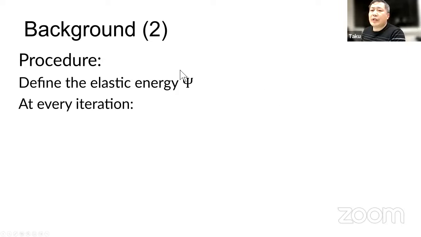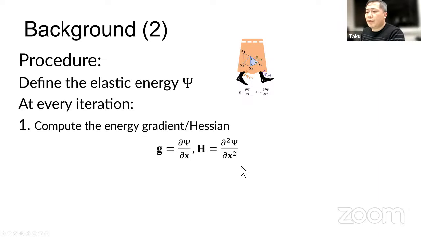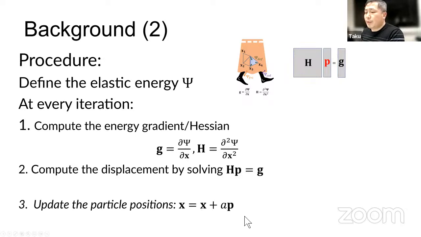For doing this, the procedure is that we first define the elastic energy, and at every iteration we compute the energy gradient and the Hessian. Then we calculate the displacement by solving this linear equation, where the displacement is p, g is the gradient, and H is the Hessian. Then we update the particle positions based on this displacement, and we can calculate the location of the vertices in the next frame.